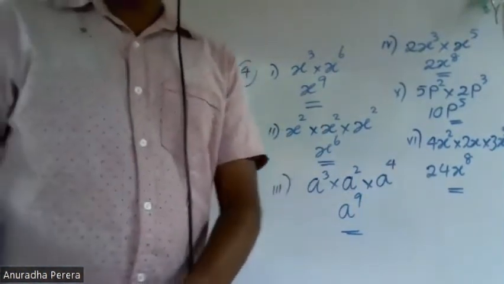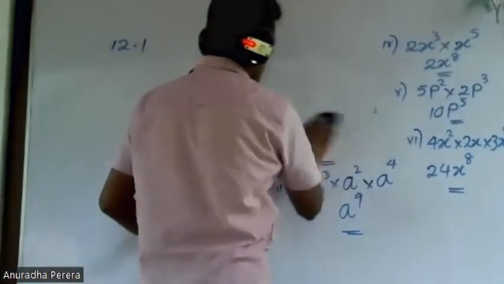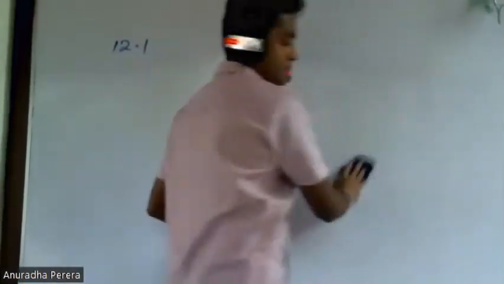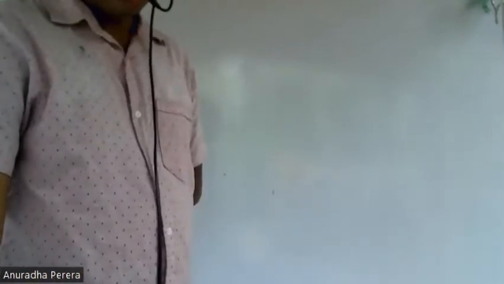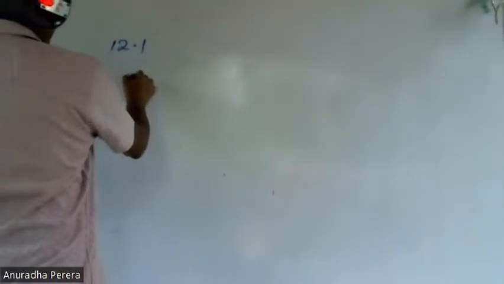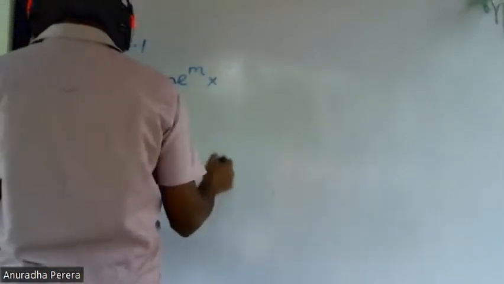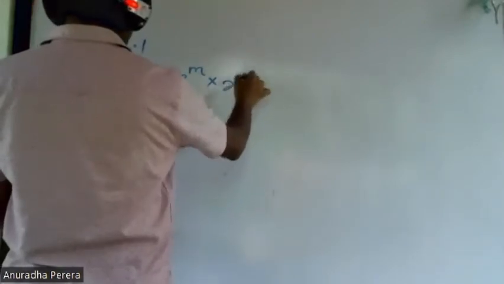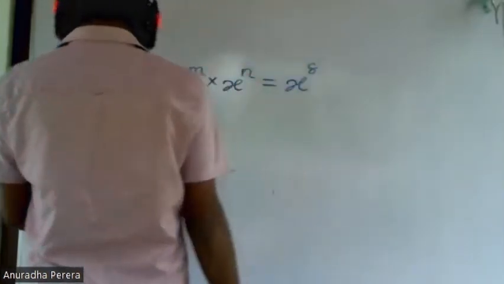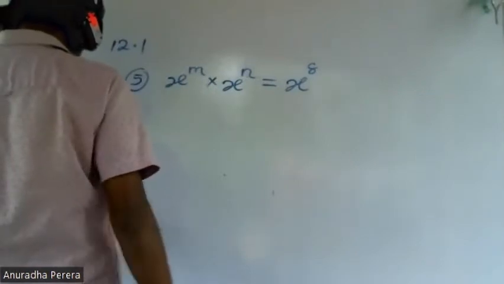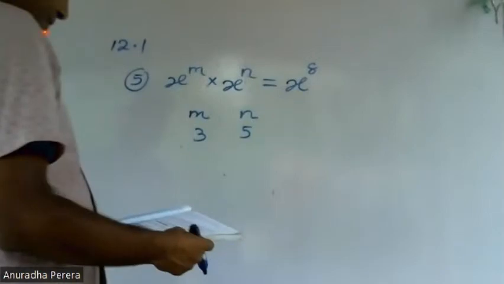Right. And question number 1. First answer. Find a pair of positive integer values that m and n can take so that the equation x to the power m times x to the power n equals x to the power 8. You can take the values for m and n. Write all such pairs.